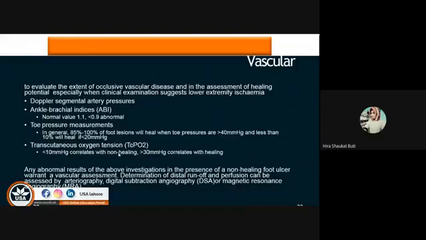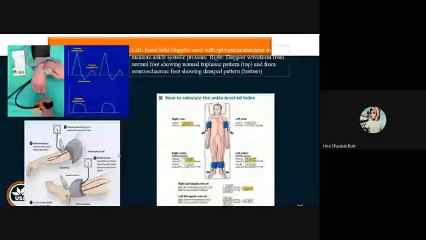So, any abnormal results of the above investigation, or the presence of a non-healing foot ulcer, suggest a vascular assessment in detail, and determination of distal runoff and the perfusion can be assessed by arteriography. You can go for some detailed angiography, or you can go for some magnetic resonance angiography according to the prescription. All right. So this is how you can use handheld Doppler with sphygmomanometer to measure ankle systolic pressure. All right. So this is how you can measure the ABI.